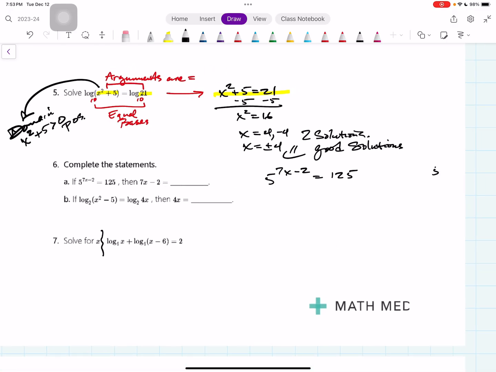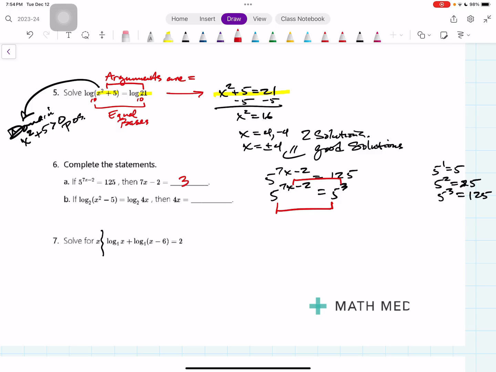All right, so here we go. 5 to the first is 5. 5 to the squared is 25. Guess what? 5 cubed, which is 25 times 5, is 125. So I know that 5 to the 7x minus 2 power is equal to 5 cubed. Well, as I said earlier, if you have equal bases, the exponents are equal. That means 7x minus 2 is equal to 3.